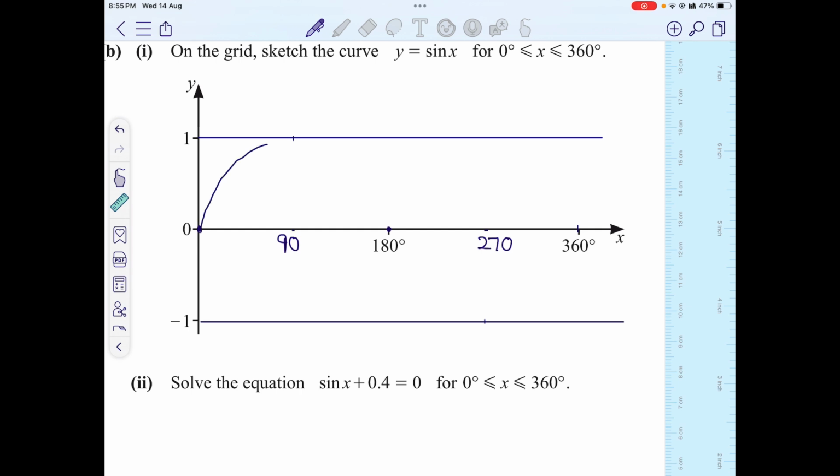But if you're not sure, it's not worth the risk of just guessing it out. Just try this. It's one of the easiest questions that you can get on your paper 2 and your paper 4. So this is how it would look.